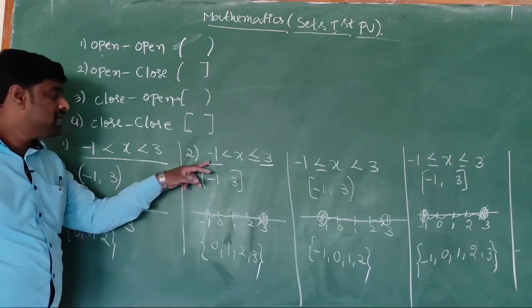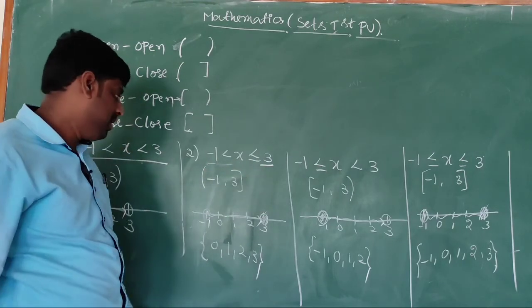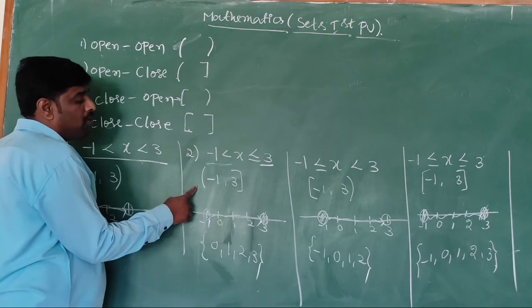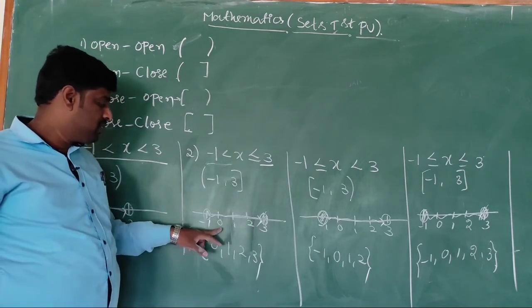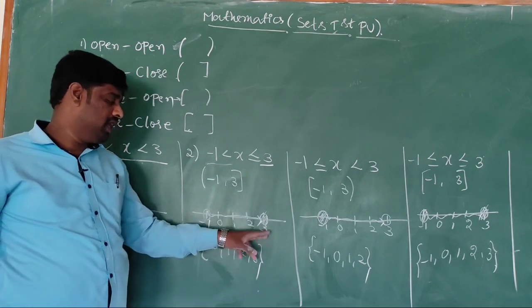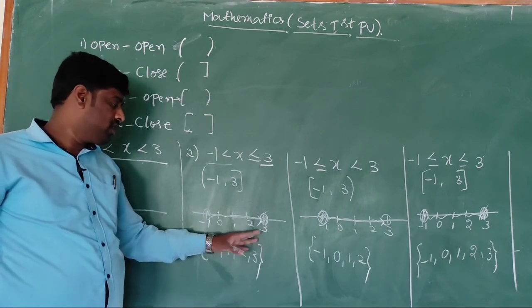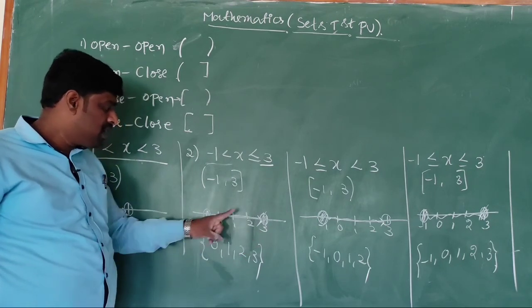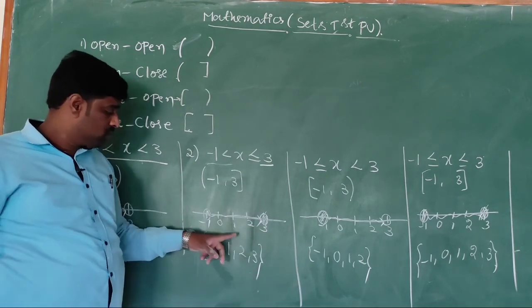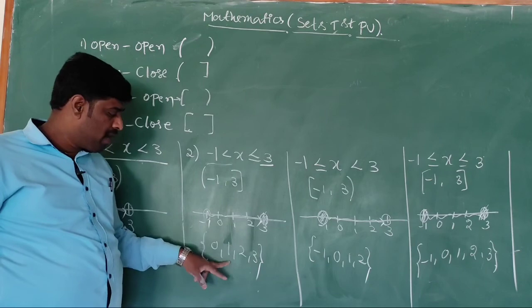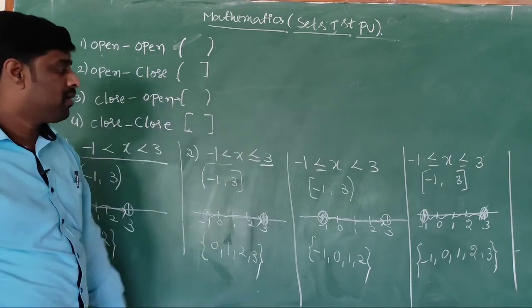Here, -1 less than x less than or equal to 3. -1 is open, 3 is close. So on -1, 0, 1, 2, 3, I should exclude -1 and include 3. So what is the set? 0, 1, 2, 3. Next, close, open.